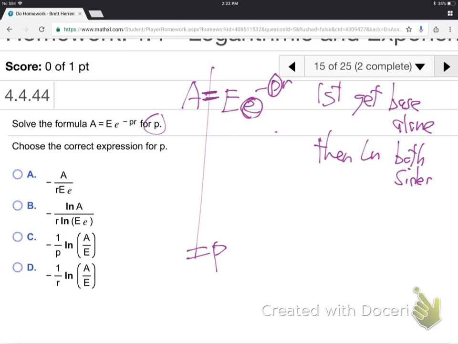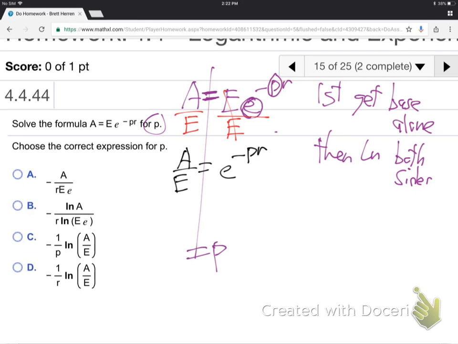Okay, so how do I do that then? Well, you've got to divide off that capital E, don't you? Boom. That gives us capital A over capital E is little e to the minus PR.